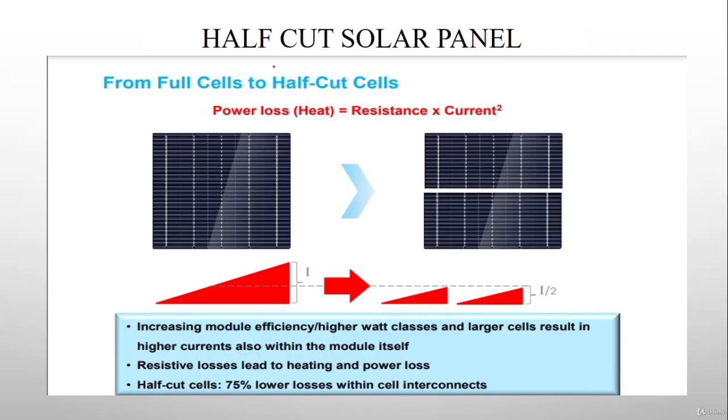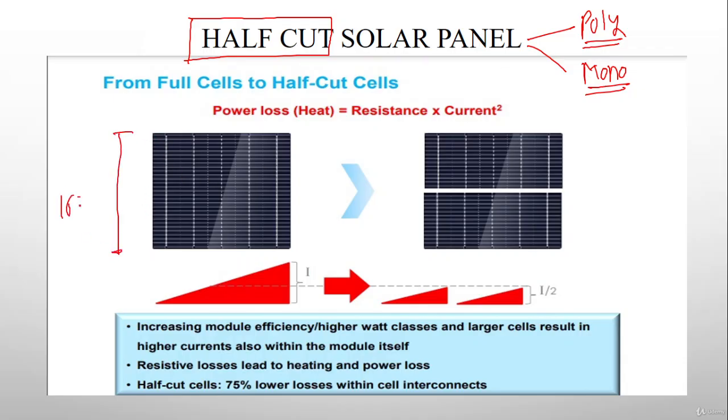The next type of solar panel we discuss is called the half cut type of solar cells. Basically, there are two kinds of half cut solar panels. One is the polycrystalline type of half cut solar panel and the other is the monocrystalline type of half cut solar panel. In a half cut solar panel, one solar cell has a dimension of 165 mm by 165 mm in the utility scale type of solar panel. So this solar cell we are cutting into two parts.